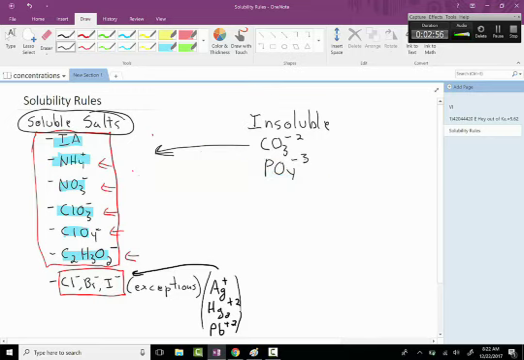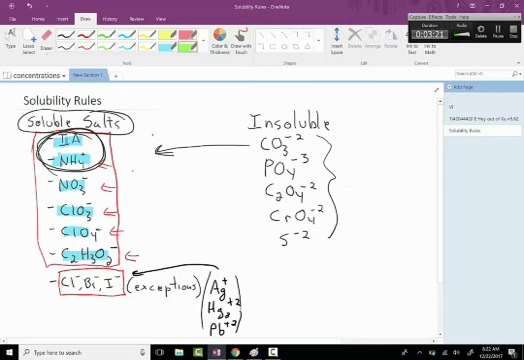Phosphates are insoluble. Oxalates, C2O4 minus 2. Chromates, CrO4 minus 2. And sulfides are all insoluble salts. And so they form salts that are insoluble, but not with these cations over here. Okay, so these cations over here trump it. So this is the first rule that you need to remember, is the soluble salts. The insoluble come after that. And that's all there is to it.